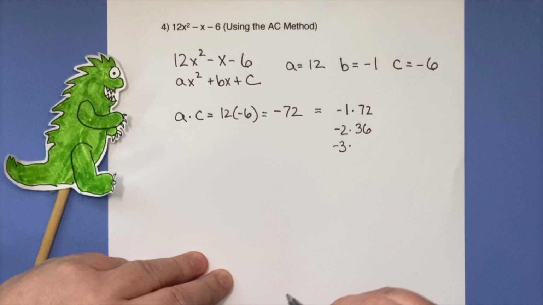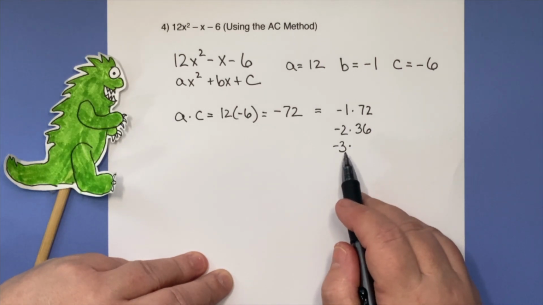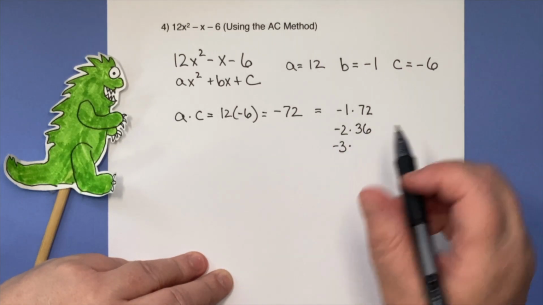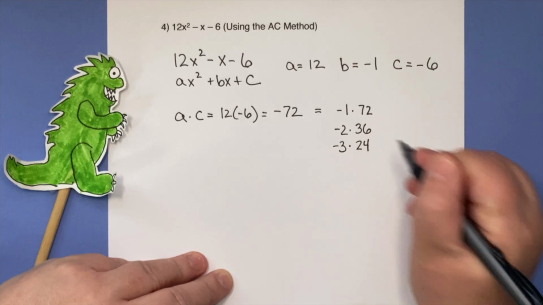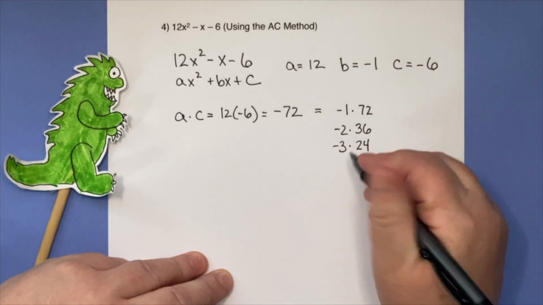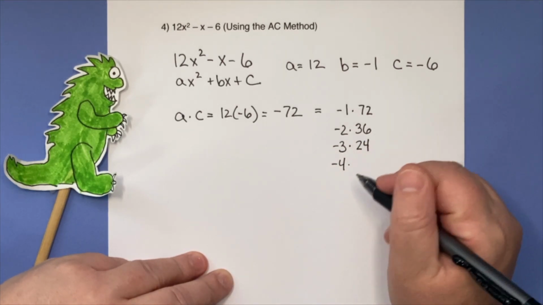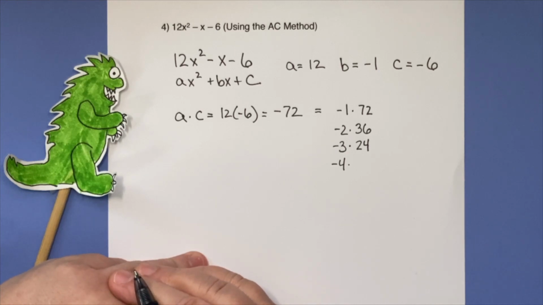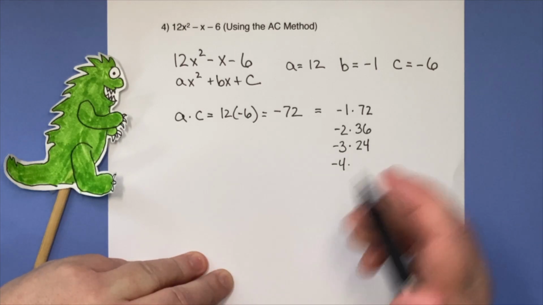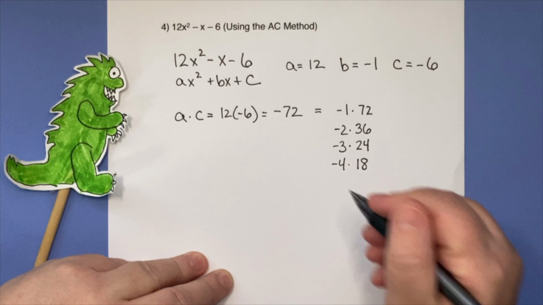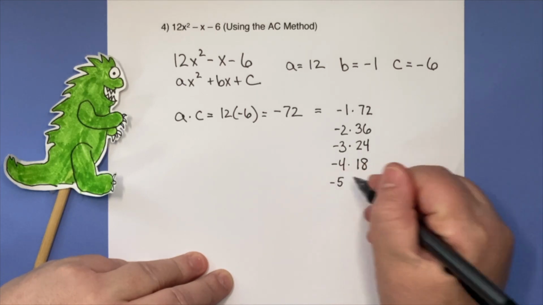-3 times, and this one, the way I remember it is 3 days is 72 hours. So that's -3 times 24. Negative 4, turns out 4 goes into 72. 4 goes into it how many times? 18. Woohoo!